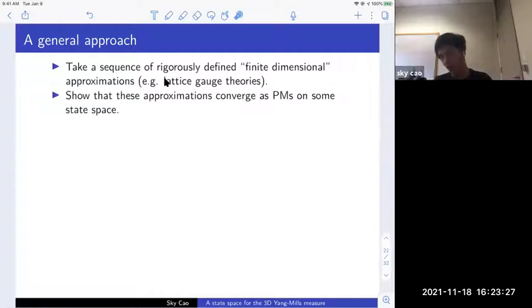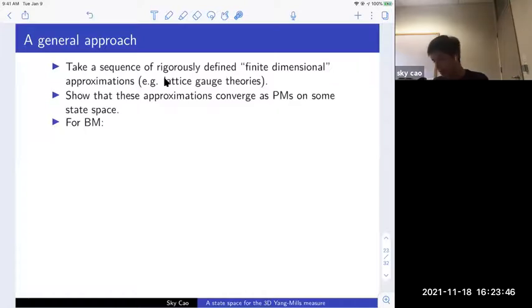And then we would basically want to take a scaling limit. We send the lattice size or the lattice spacing to 0, and we would want to show that these approximations converge as probability measures on some appropriate state space. That's the general approach. If we can make this work, then we can give rigorous meaning to those formal probability measures.